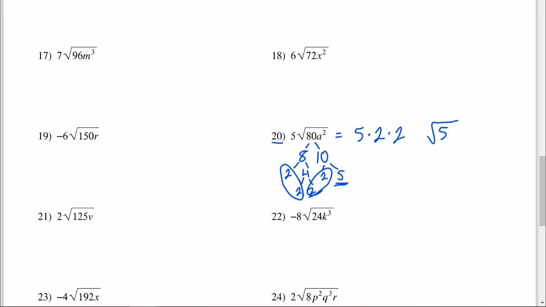All right, taking care of all my numbers, look at the variables. A squared, I can take 1 set of a's out. There's no leftover a's. So this would be my answer with one exception. I am going to simplify this. So 5 times 2 is 10, times 2 is 20. So I have 20a times the square root of 5.